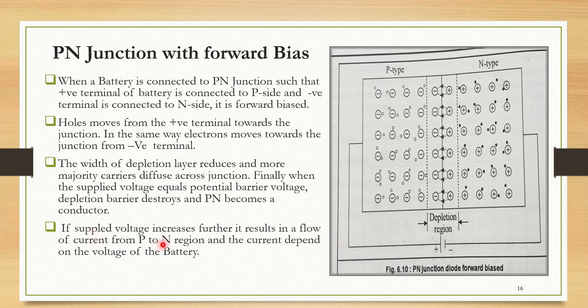If the supply voltage increases further, it results in the flow of current from P to N, and the current depends on the voltage of the battery. So if you increase the voltage, it has become a conductor, and current will flow through the conductor. So in a forward bias PN junction, if voltage is increased, it becomes a conductor and current flows through that conductor.